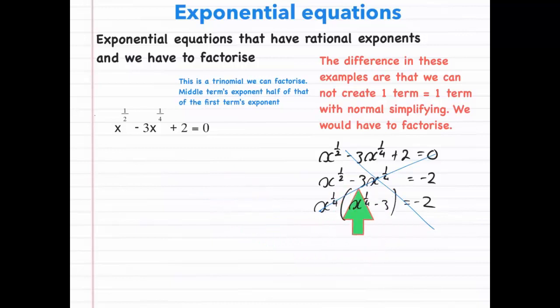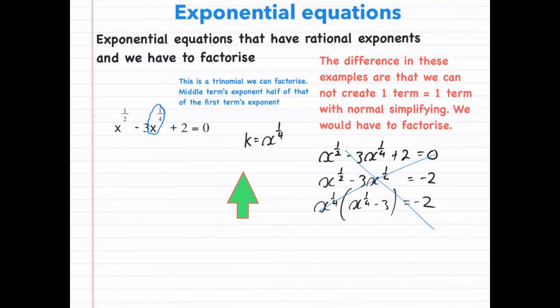But I cannot take out a common factor. So, will this not be a trinomial? Oh, yes, it is, because the middle term's exponent, that is a quarter, is half of the first term's exponent. So this is a trinomial we can factorize. When I want to factorize a trinomial with rational exponents, I always take the middle term's x to the power of its rational exponent, when that is half of the first one, and I equate this x to the power of a quarter to k. So I'm going to say k equals x to the power of a quarter.